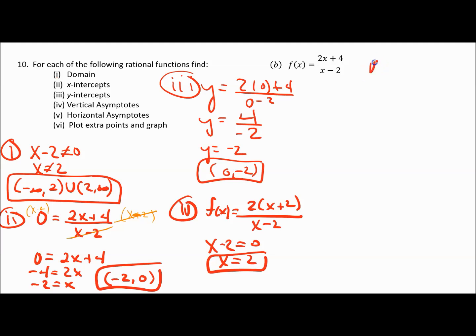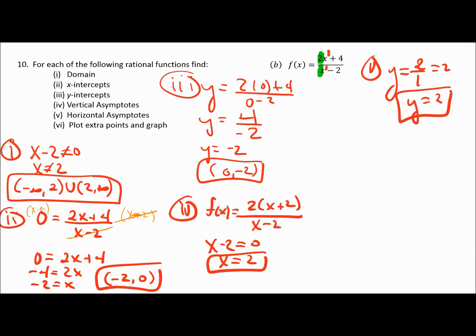Question 5, the horizontal asymptote is when you look at the cases. Notice the degree of the numerator is 1, the degree of the denominator is also 1. Whenever the degrees match, your horizontal asymptote is going to be the leading coefficient of the numerator, which is 2, divided by the leading coefficient of the denominator, which is 1. And it's 2 over 1, which gives us 2. So y equals 2 is your horizontal asymptote.